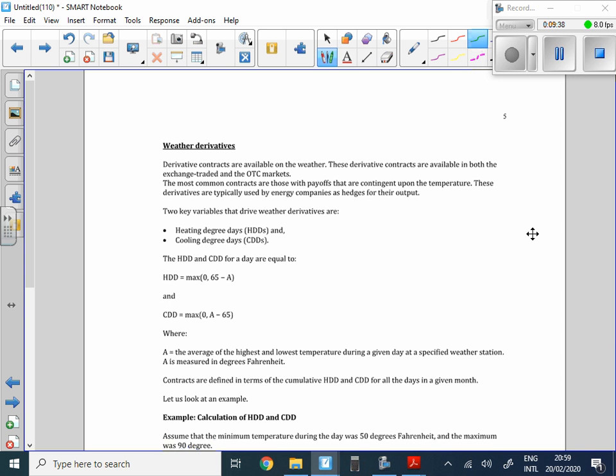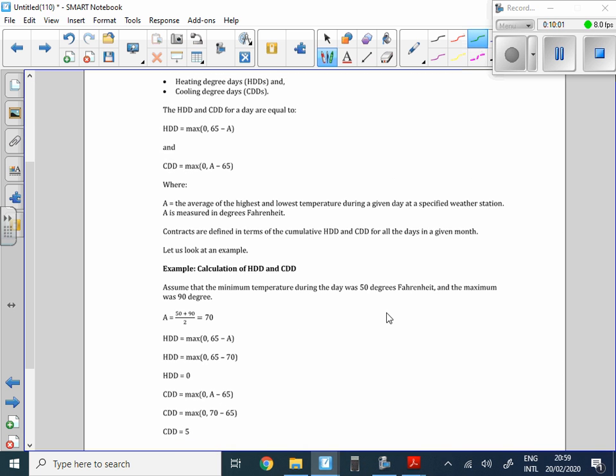The HDD is equal to a max of 0, 65 minus A. Okay, and A is the average of the highest and lowest temperatures given a specific period. Of course, guys, this is American, so A is measured in degrees Fahrenheit, not degrees Celsius, as we know. Guys, as I said, is it that practical? No, but is it examinable? Yes. So let's have a quick look at an example over here.